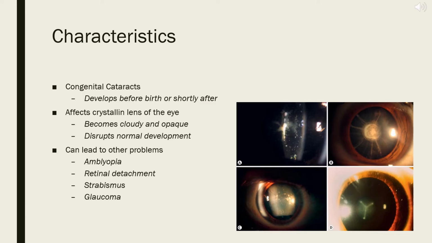Cataracts can also lead to other problems like amblyopia, which is a lazy eye. It can result in retinal detachment, which is when the retina separates from the blood vessels that provide oxygen and nutrients for the eye. So as you can assume, that is not a very good consequence. You can get strabismus, which is when both of the eyes don't align properly when trying to focus on an object. And you can also get glaucoma, which is damage to the optic nerve.